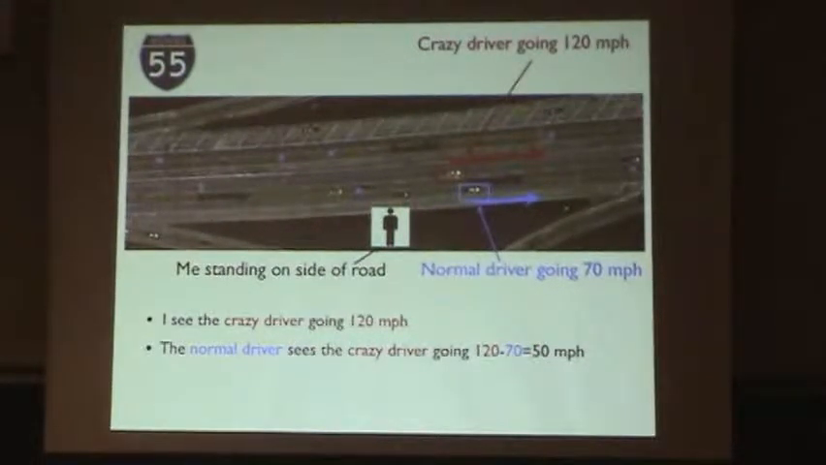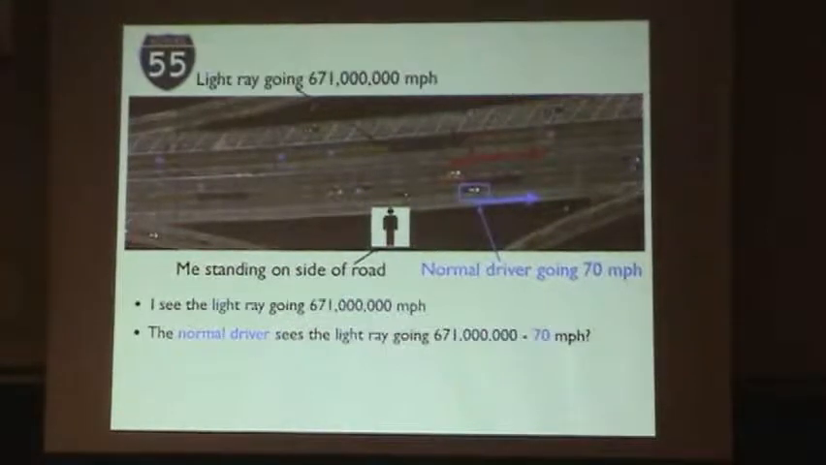Do not drive 70. So, the normal driver is going 70 miles an hour, and let's suppose some crazy guy was moving by at 120. If I measure the speed that the crazy guy is going, I think he is going 120 miles an hour. But if you measure the speed the crazy guy is going, you think he's going slower. If he was going 70, then you'd think he wasn't moving at all, because you'd just be going next to each other. And since he's going 120, you'd say, oh, he's going 120, but I'm going 70, so I must see him going 50, which is the difference. Okay. And that makes total sense.